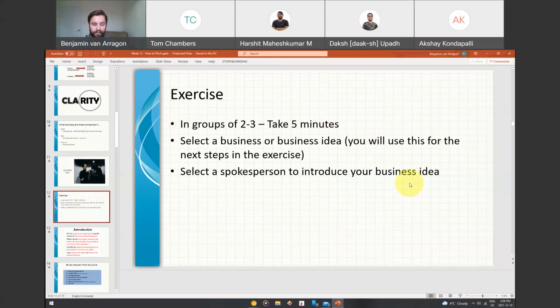You're going to select a business idea. It can be the business idea that you're currently working on.